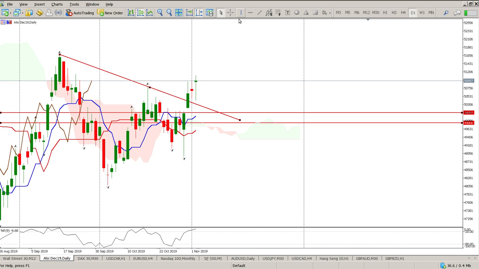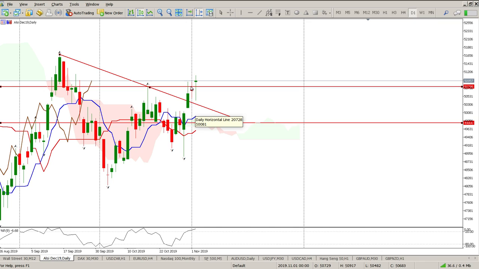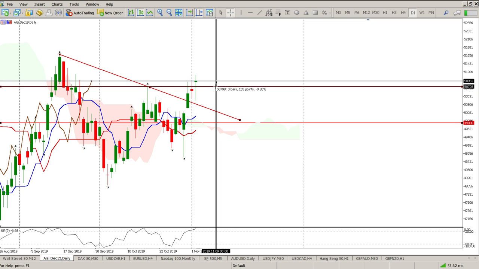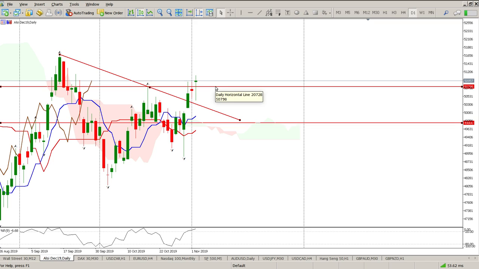Okay, and the last, sorry, that was the last thing, but this is now the last thing. We have closed above this pin bar here. Okay, and that is a cup and handle picture. We haven't closed convincingly, so I'm not entirely convinced with it, but that is another level to be watching for. And based on where we are at the moment, that's 155 points to the downside.